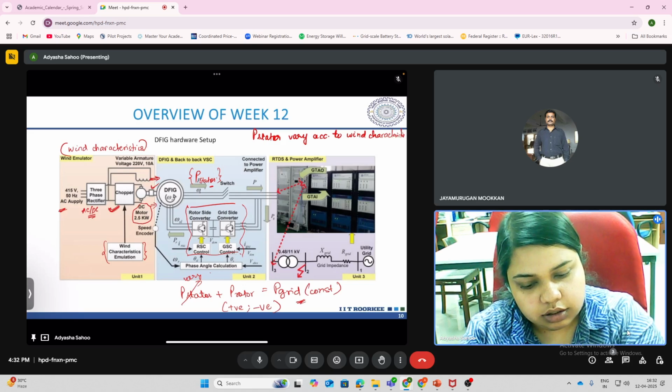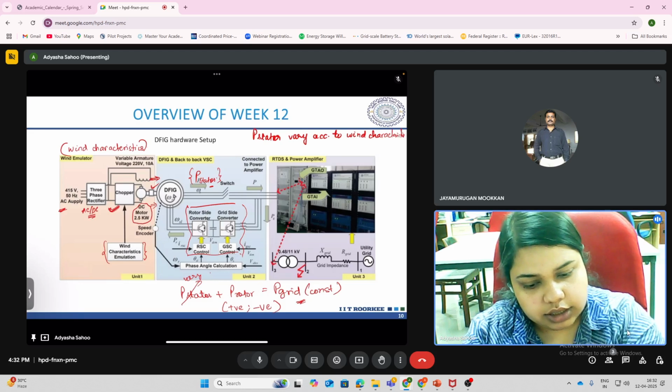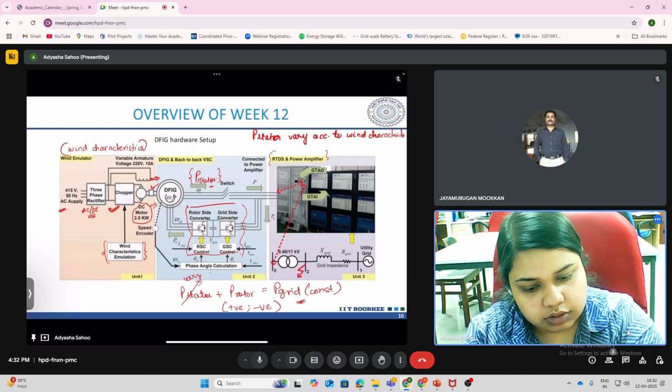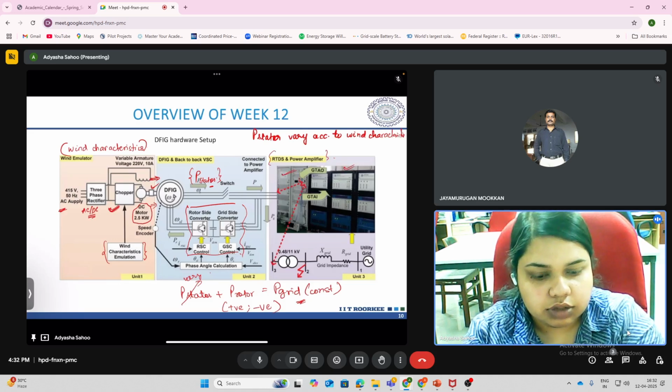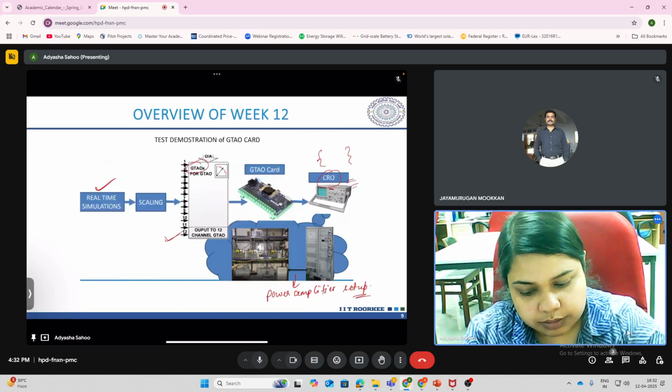Now this then is given to the RTDS and the power amplifier setup here. So this is the power amplifier, this is the RTDS, and that interface is done using the GTAO and GTAI card that we saw here, right? The GTAI card and the GTAO card.